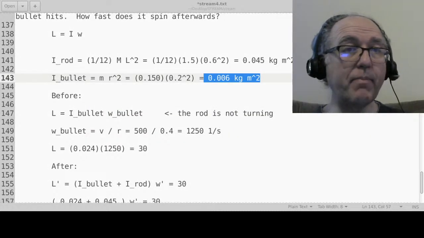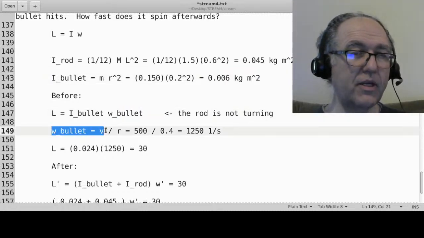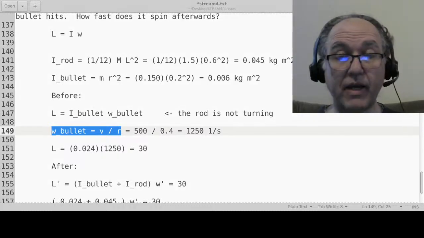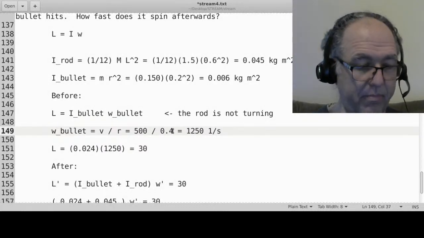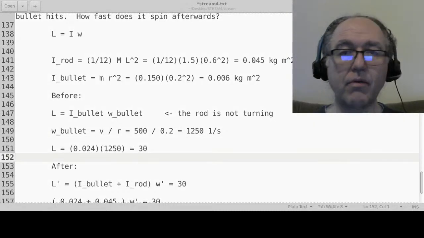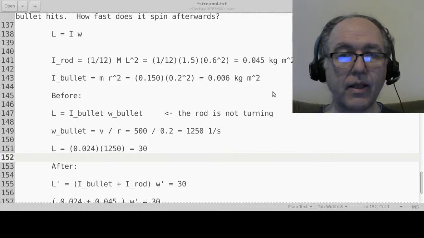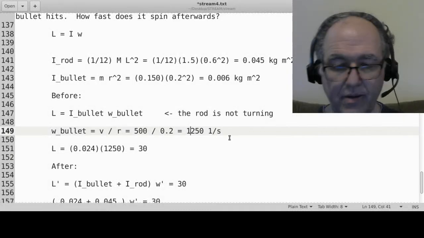What about the angular momentum? Well, the angular momentum is just the linear momentum divided by r. And r is 0.2, and I know I have 0.4 here because, like I said, I made a mistake. So let me fix that. And what's that going to equal? Should be twice the value that's there, 2,500. Yeah, okay, that's what I thought. Okay, good.